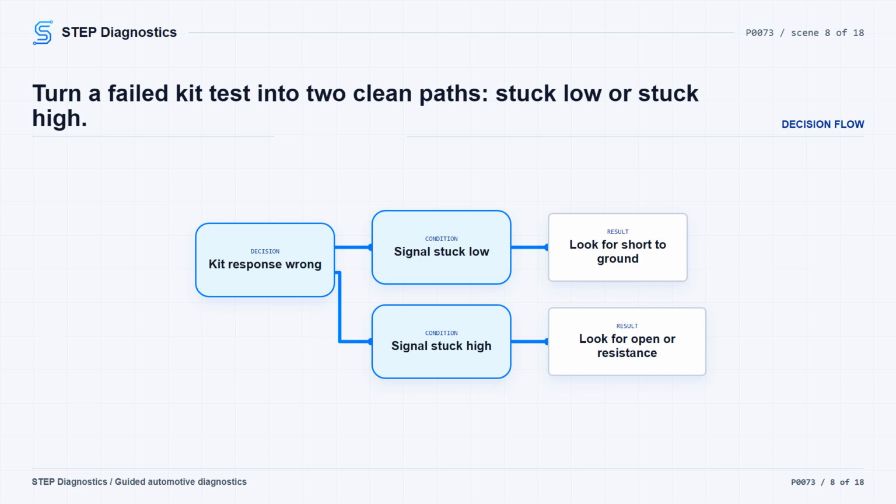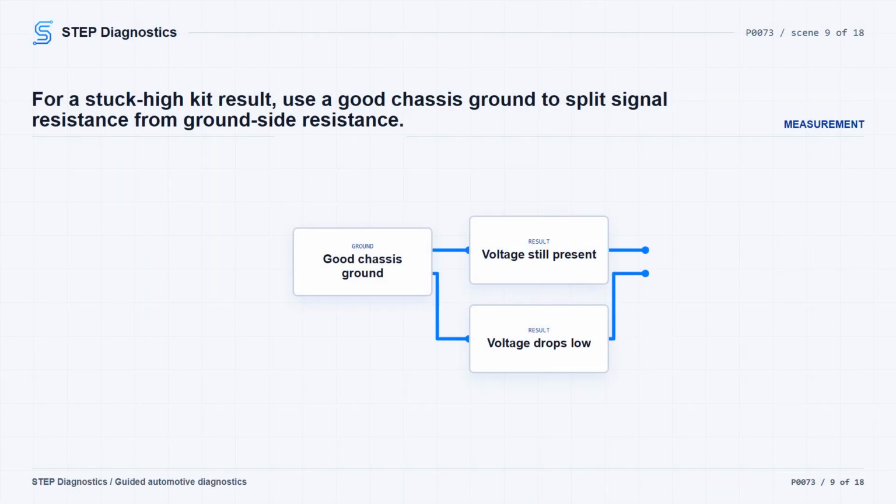If the signal is stuck high, or only the circuit high fault sets, think open circuit or very high resistance in either the signal circuit or the sensor ground circuit. To split those two, move the test lead from sensor ground to a good chassis ground while watching scan voltage. If the voltage drops to 0 volts, the resistance is in the sensor ground circuit. If voltage is still present, the resistance is in the signal circuit.